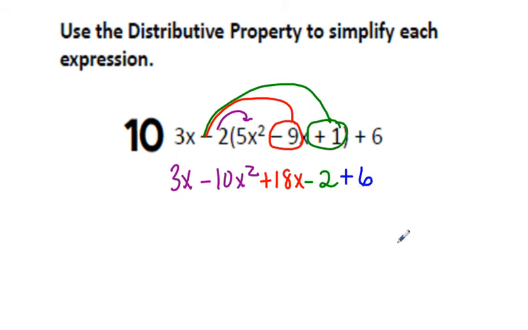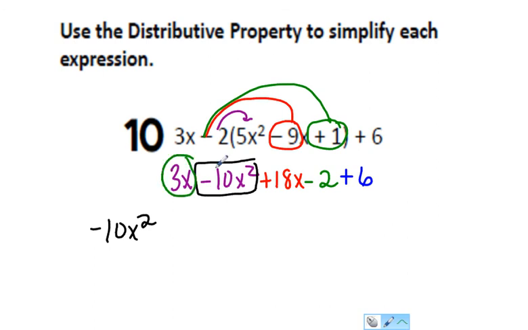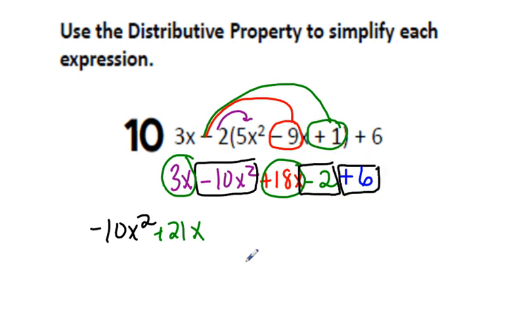So we have an x squared. Let's do that in black. We have an x squared. We have negative 10x squared. So negative 10x squared. And then we have a positive 3x and a positive 18x, which is a plus 21x. And then we have a minus 2 plus 6 is a plus 4.